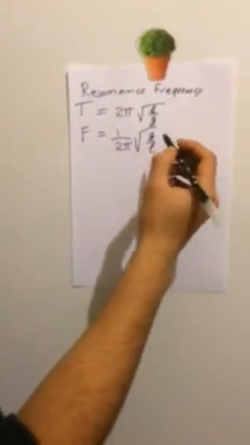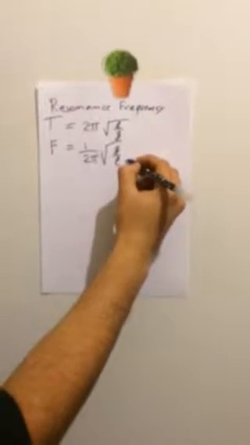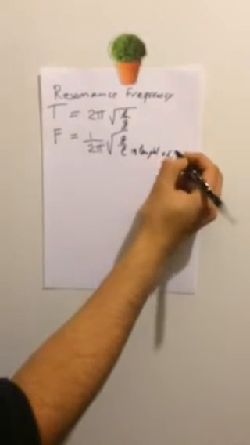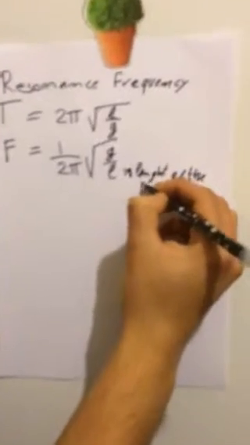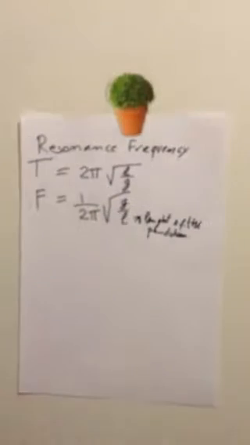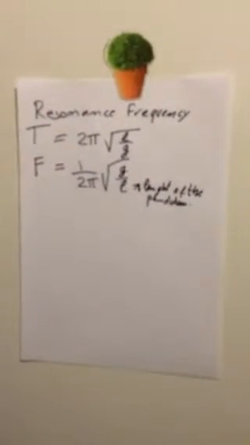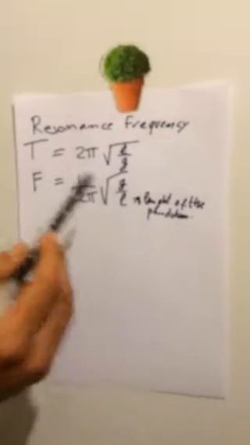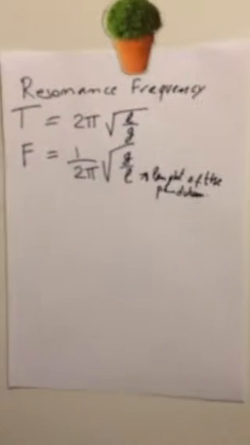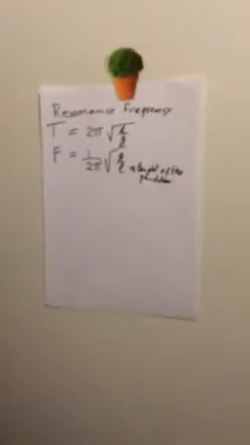So we know that the frequency depends on the length of the pendulum. The bigger the pendulum, the smaller the frequency, and if we have a small pendulum, we will have a bigger frequency.